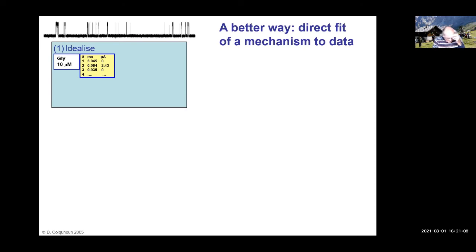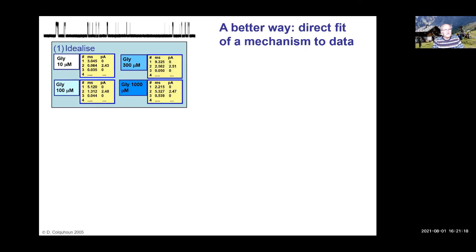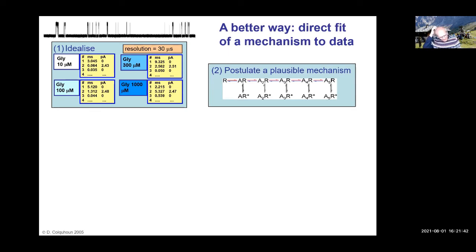So another improvement that we brought about was the ability to fit several different records at different concentrations simultaneously. So the data in our current method of fitting would be, say, glycine at 10 micromolar, 100 micromolar, 300, and 1,000 micromolar for each of them. You'd have a list of open and shut times. And then you postulate a possible mechanism for the reaction. By postulating it at this stage rather than at the end, you know exactly how many exponentials there should be in the distribution.